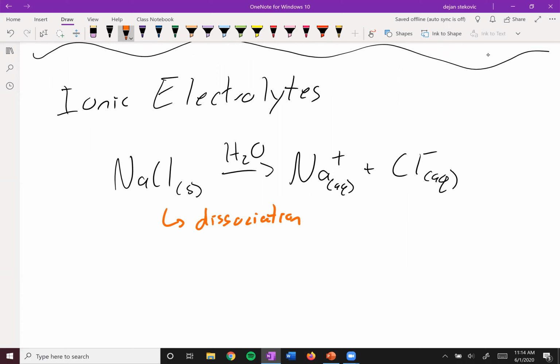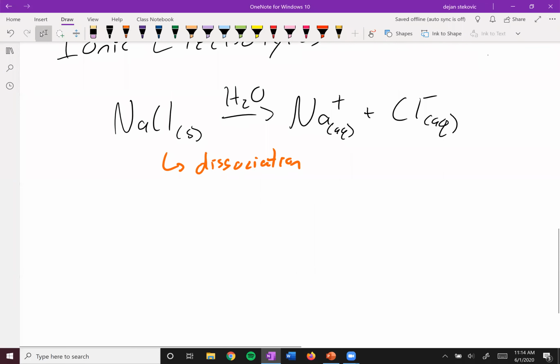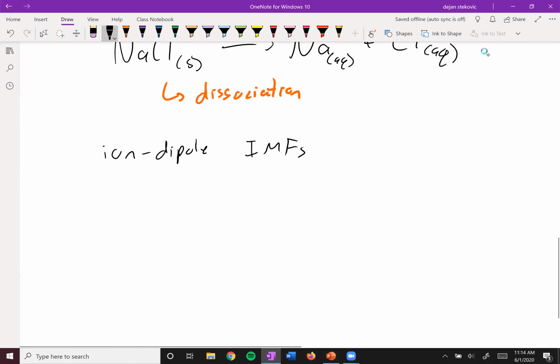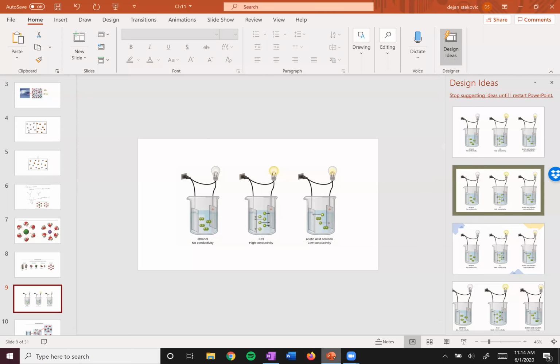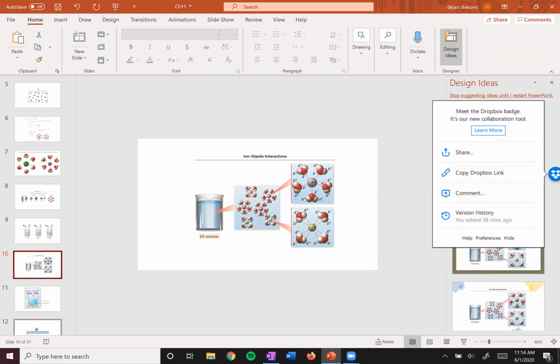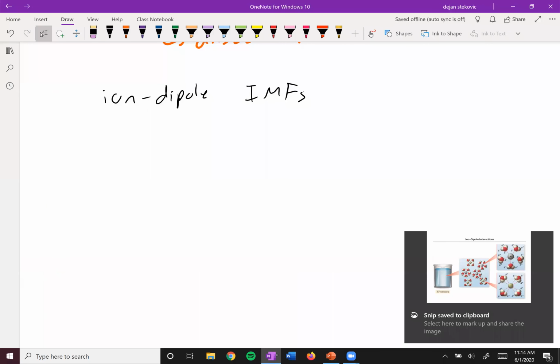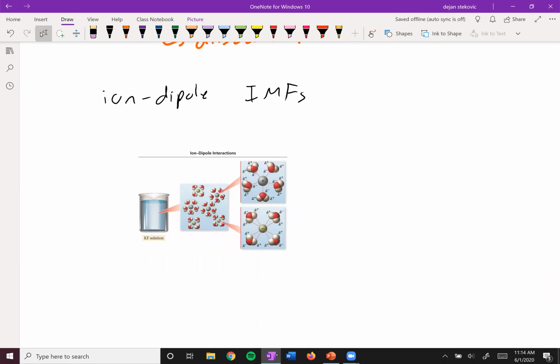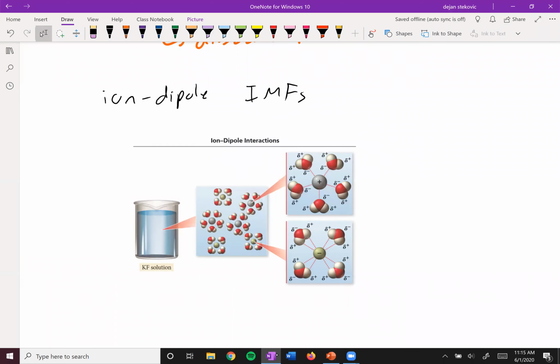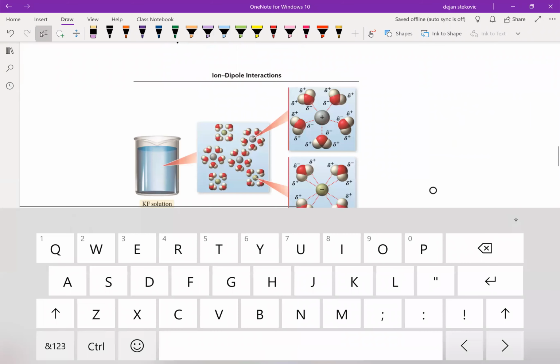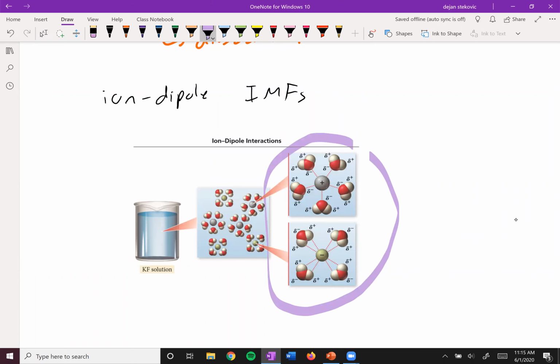So dissociation, right? And this is very favored because of what we just previously learned with the ion dipole intermolecular forces, right? We have the positive charge, we have the negative charge, and we can form ion dipole forces, which are very favorable and thus more likely to dissolve. So here's just a picture of that. Right, so in this solution, we have some KF, some potassium fluoride. And if we zoom in on it, what you'll see are our ion dipole interactions.